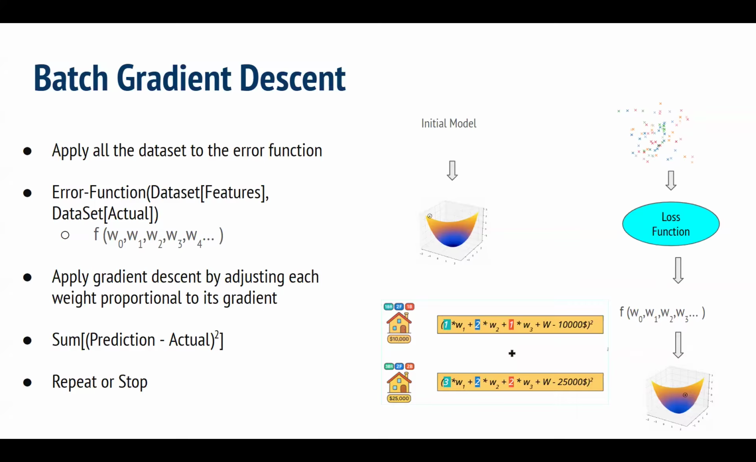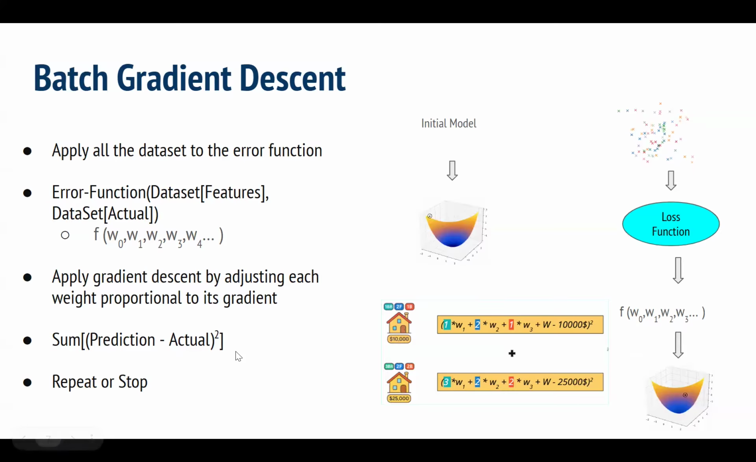Each weight is updated by a value proportional to the gradient of that weight, and the gradient is proportional to the amount of loss. After we finish updating, we evaluate our model. Did it predict well or not? For example, across all the data points, we take the prediction minus actual for each data point, we square that, and maybe take an average.